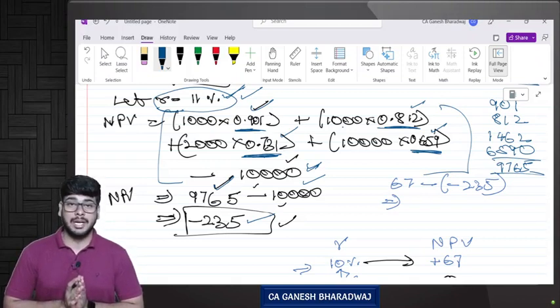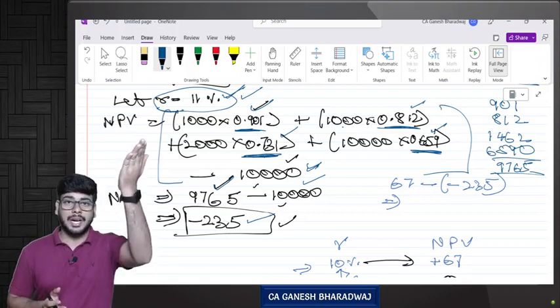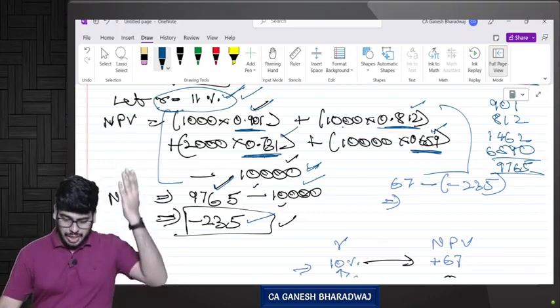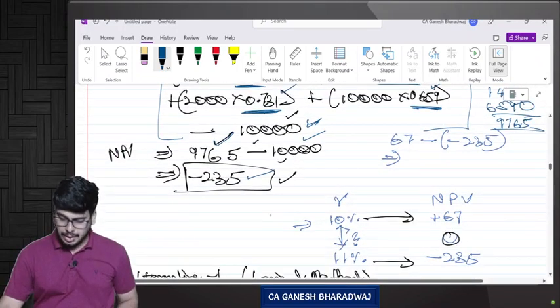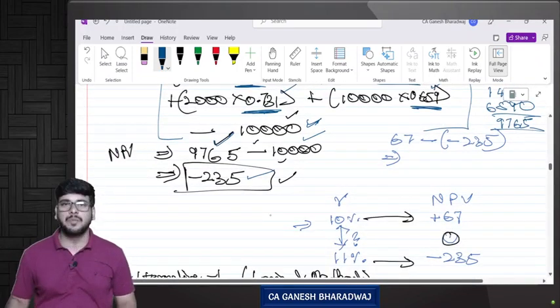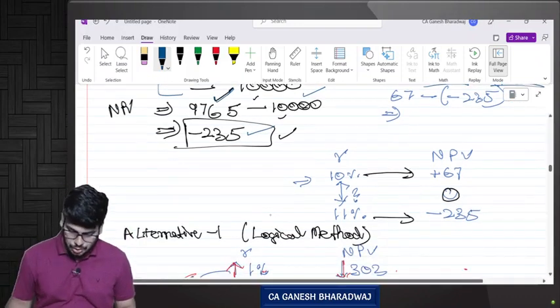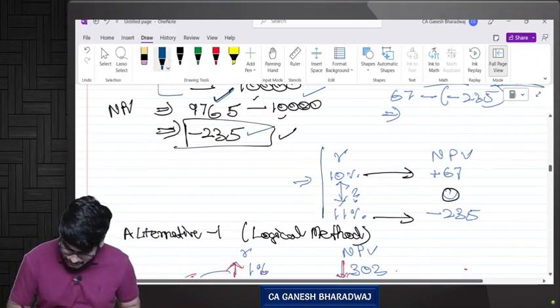But what is IRR? IRR is the rate that makes my NPV equal to 0. If I take R as 10%, it is showing a positive NPV of 67. Correct? If I take R as 11%, it is showing a negative NPV of 235. Correct or not? So to summarize this, let us look at this particular table.